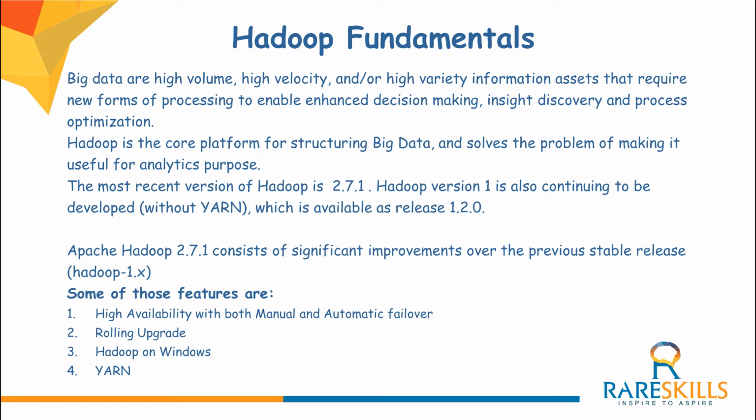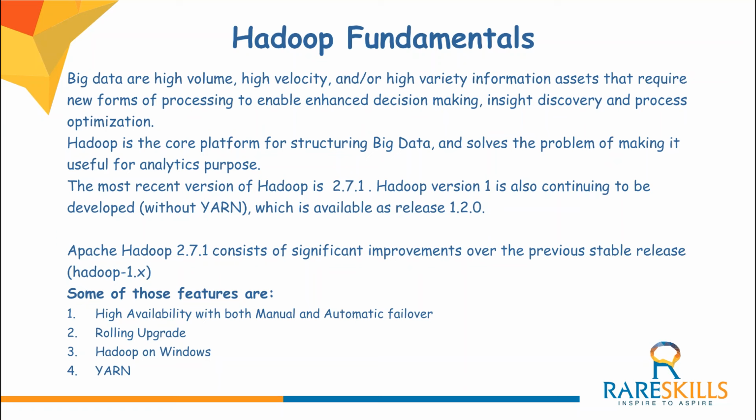Now, Hadoop is a platform for structuring that big data. Existing or traditional tools were not designed to handle such a large amount of data. So Apache Hadoop is a project which develops open source software for reliable, scalable, and distributed computing. Apache Hadoop is a framework that processes big data on clusters of commodity hardware with a vibrant open source community, and it has many products and tools that reside on top of Hadoop as well. The most recent version of Hadoop is 2.7.1. Hadoop version 1 is also continuing to be developed, which is available as release 1.2.x.